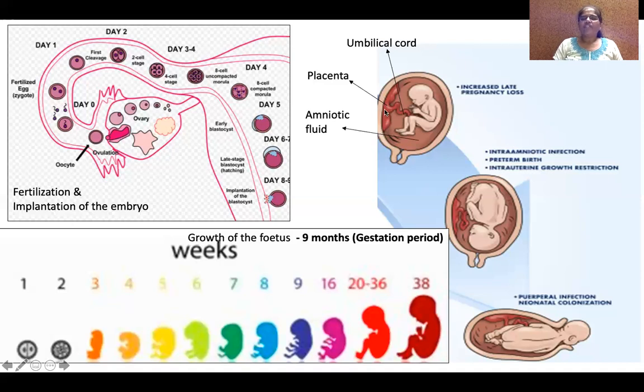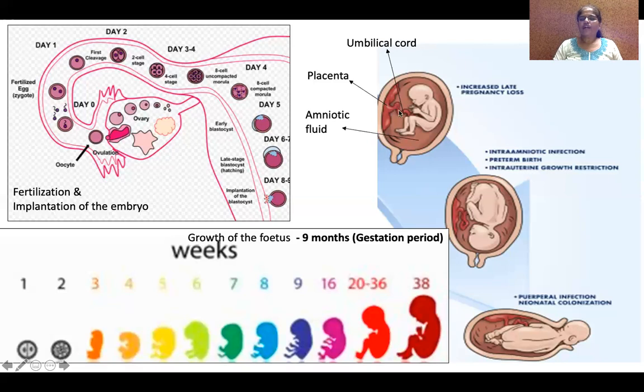Okay, this placenta provides nutrition, food, and exchange of gases, that is, the oxygen requirement. It takes the nutrition, food, nutrients and oxygen from the mother's blood supply. From the mother's blood circulation, the placenta absorbs the nutrition and oxygen and gives it to the fetus via the umbilical cord. This is the umbilical cord.